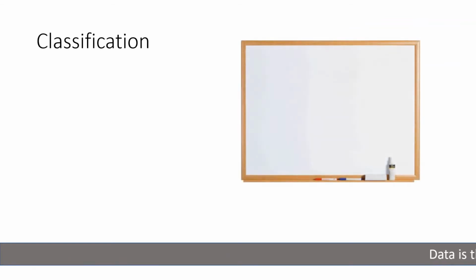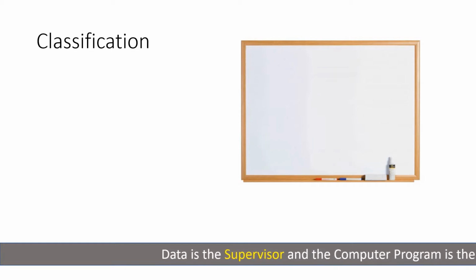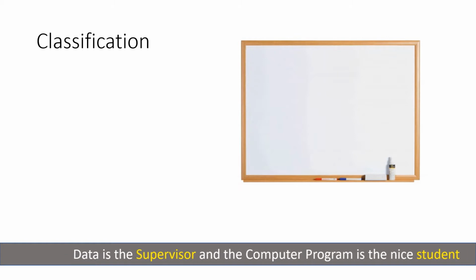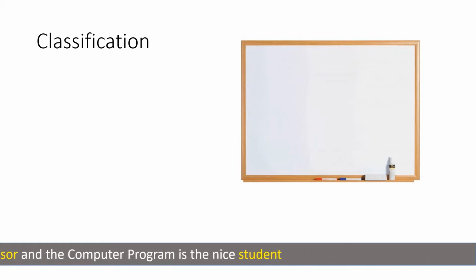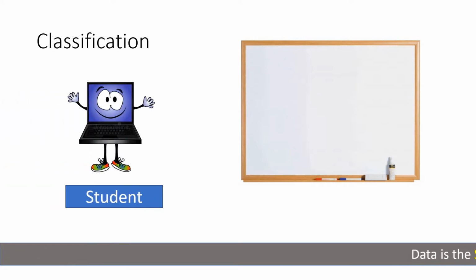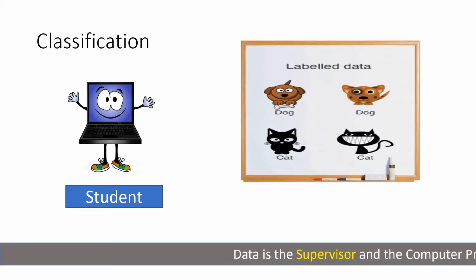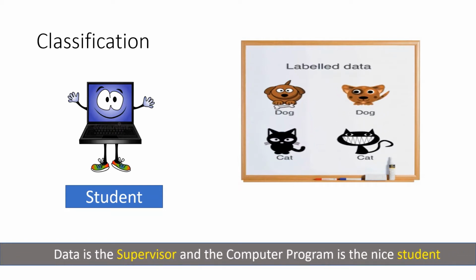Classification is one of the types of machine learning, and it's called supervised learning. Supervised learning means you have a student who is going to learn and a supervisor who is going to teach. So the data is the supervisor itself and the computer is the student. This is the student, and the data is the teacher or the professor, the supervisor who is going to teach him.